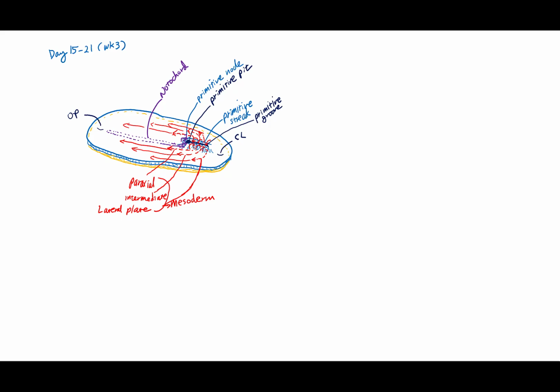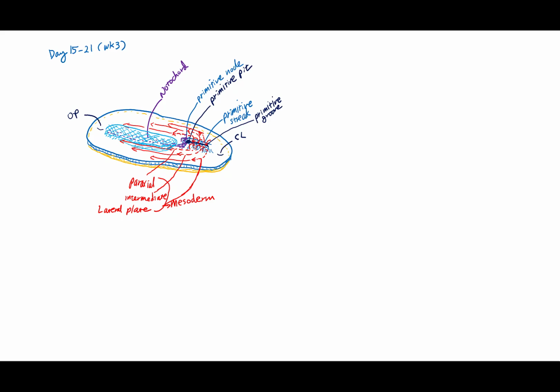With the formation of the nodal cord, there's induction of the overlying ectodermal cells to thicken and form a raised plate within the ectodermal layer called the neural plate. The neural plate at this point is made up of the neuroectoderm that is specialized from the regular ectoderm.